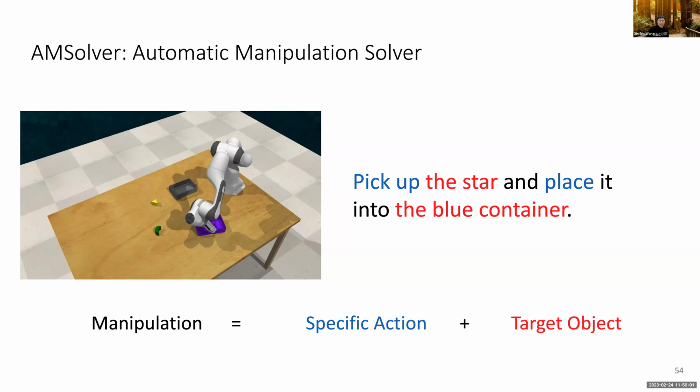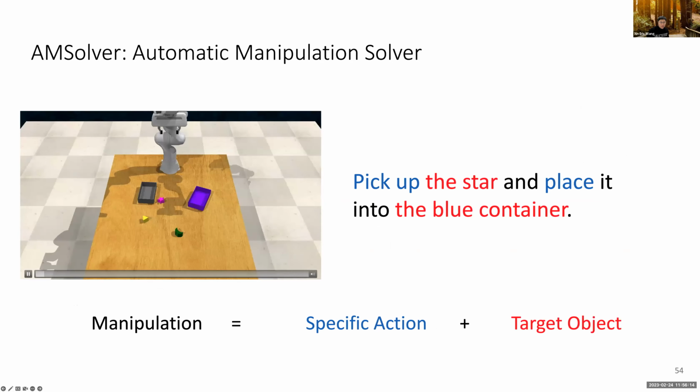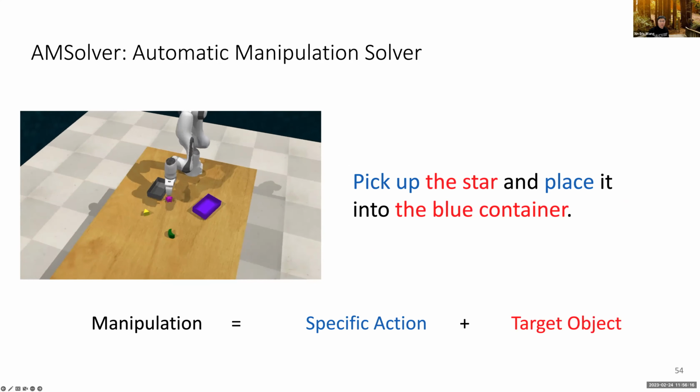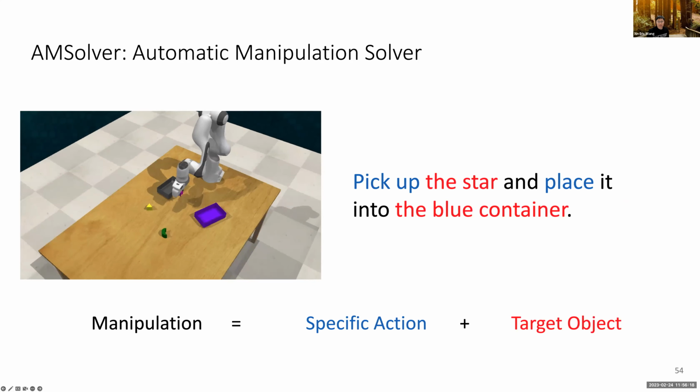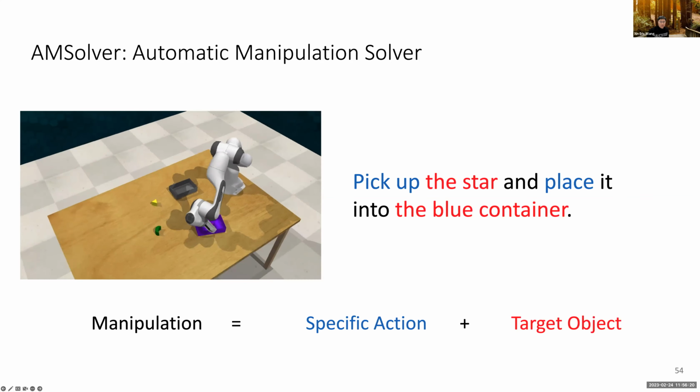In principle, we decompose the manipulation task into a combination of specific actions and target objects. For example, here is an example of the pick up and place task. The actions in this case contain pick up and place, and the target objects contain the star and the blue container.